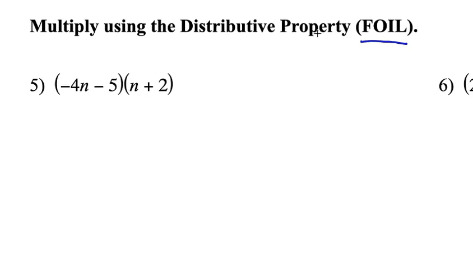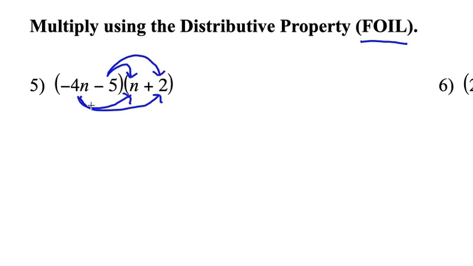Now, when we use the distributive property to multiply polynomials, we're doing the exact same thing. We are still going to multiply each term in the first polynomial by each term in the second polynomial. Some people call this FOIL, which stands for first. So we're multiplying the first terms, and the outside terms, then the inside terms, and finally the last terms. So notice we're just using the distributive property twice.